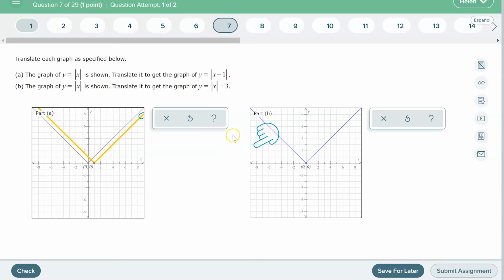So if you've thought about it, your transformation is going to be up 3. So this 3 is outside of the absolute value, so it affects the y. So I'm going to click on my picture and I'm going to move it up 3. Now if I move it left or right, that's wrong. You want to make sure it just went only one translation, up 3.